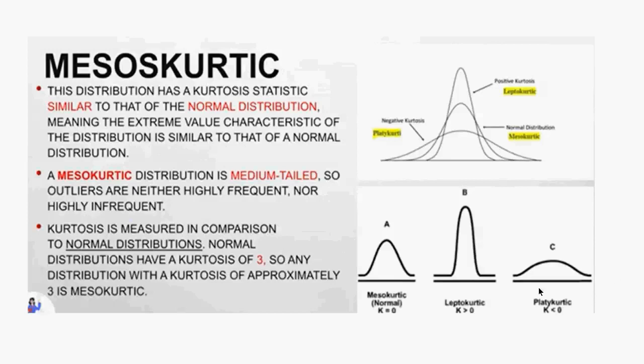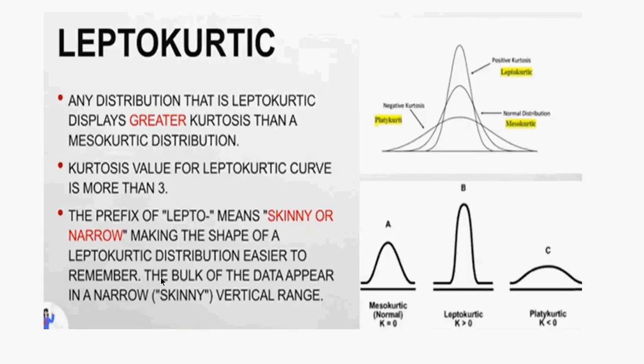So mesokurtic is nothing but a perfect normal distribution, which is going to have k equal to 3. The distribution has a kurtosis similar to that of a normal distribution, meaning that the extreme value characteristics of the distribution are similar to the normal distribution. The mesokurtic distribution is medium-tailed. It doesn't have a big tail. It has a medium-tailed curve. So outliers will not be formed when you are using this kind of kurtosis. Normal distribution has a kurtosis of level 3. So when it's 3, it is said to be mesokurtic.